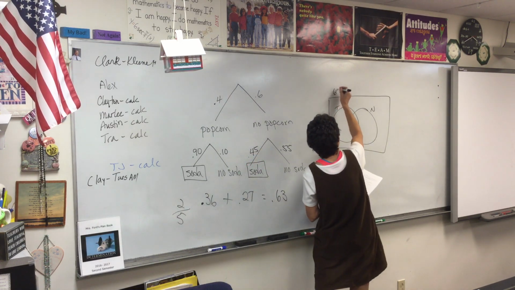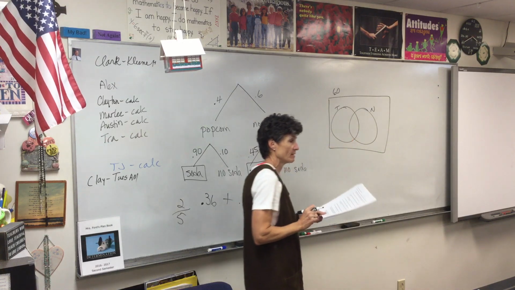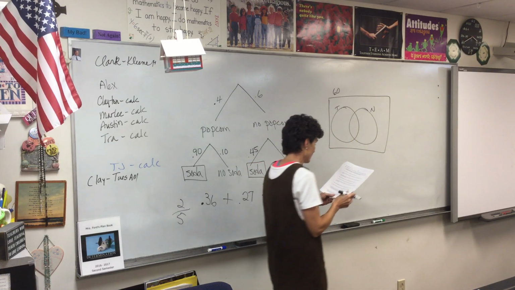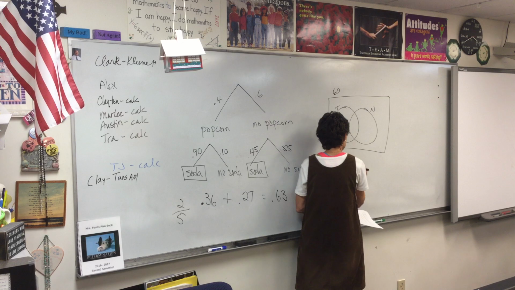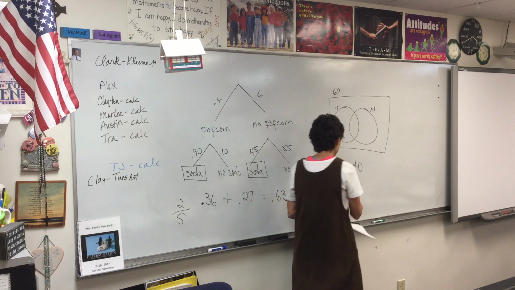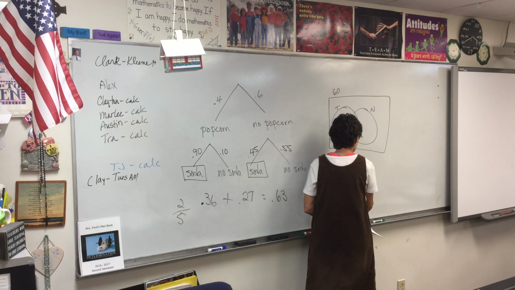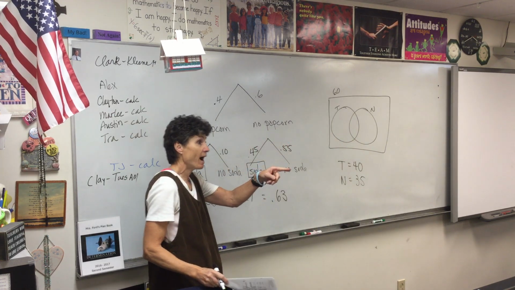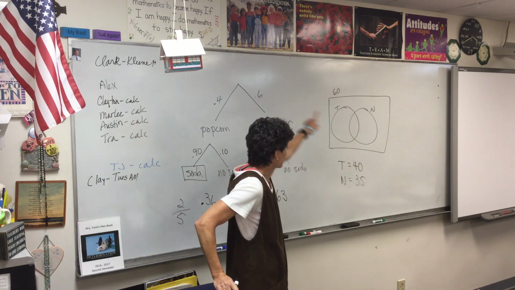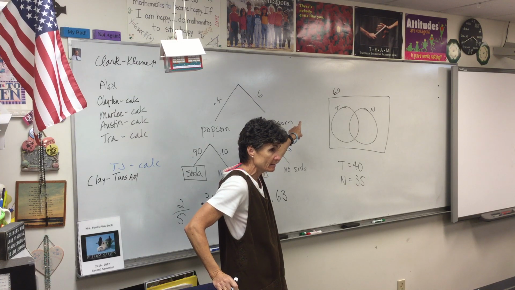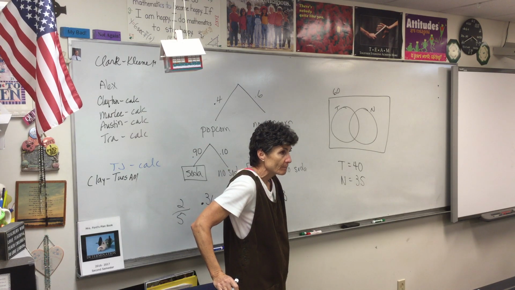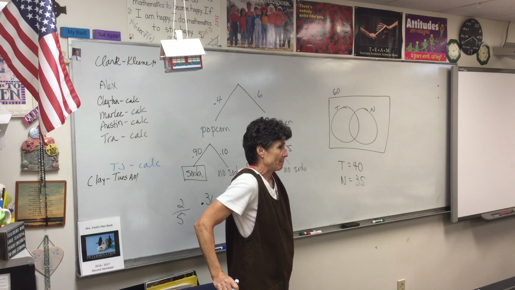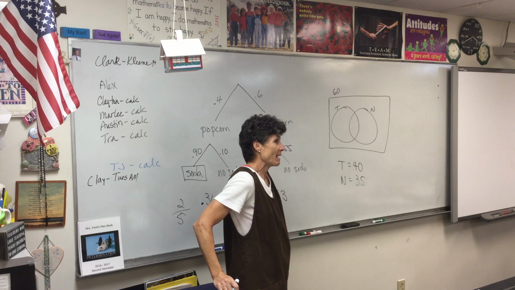It says there's 60 kids all together. That's the bus right there. 40 of them like teaching and 35 of them like nursing. That equals 75, which is problematic because there's only 60 kids on the bus. What does that mean? There's overlap, right? Think about it.